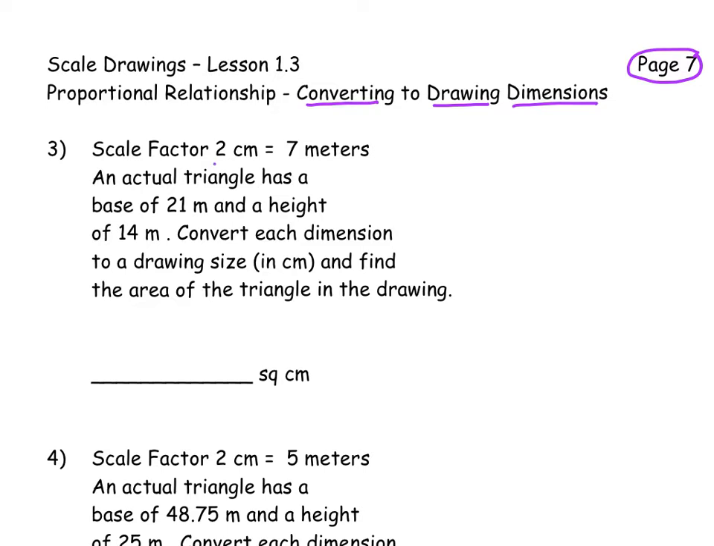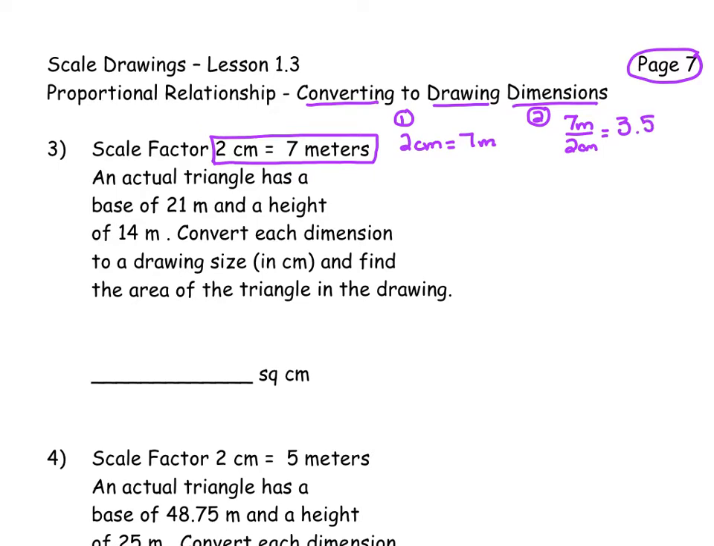It states, for every 2 centimeters on paper, it's equivalent to 7 meters in the real world. Step 1, let's jot down our scale factor. And step 2, let's calculate the rate for this particular problem. 7 meters divided by 2 centimeters means we're working at a rate of 3.5.